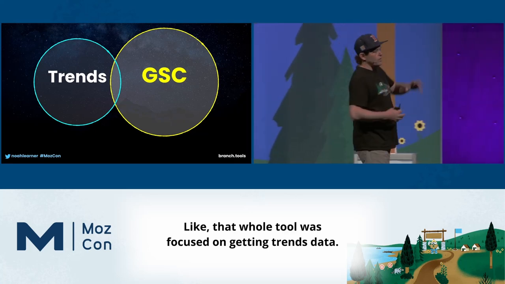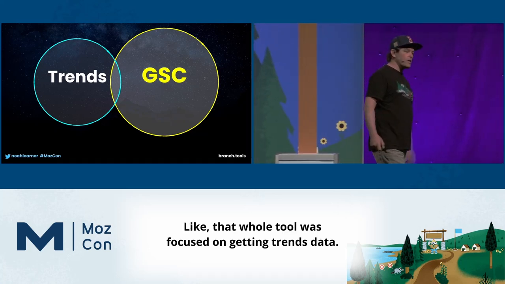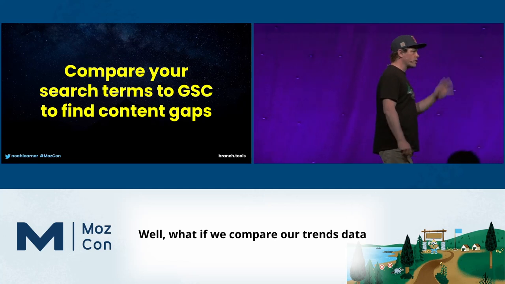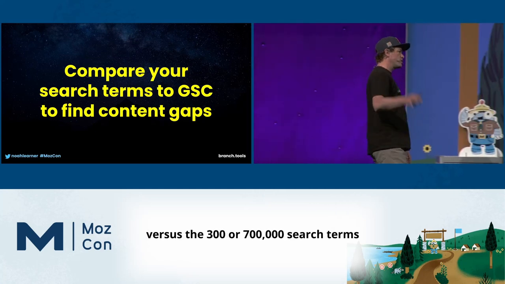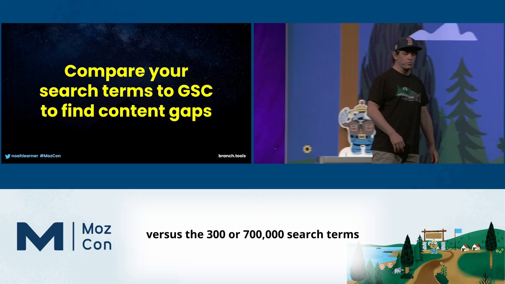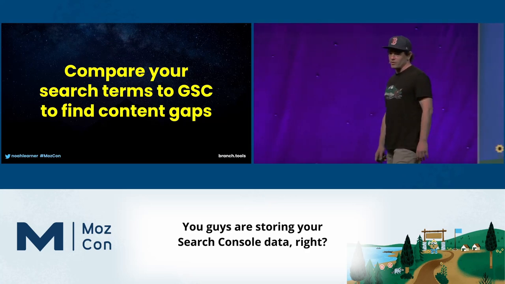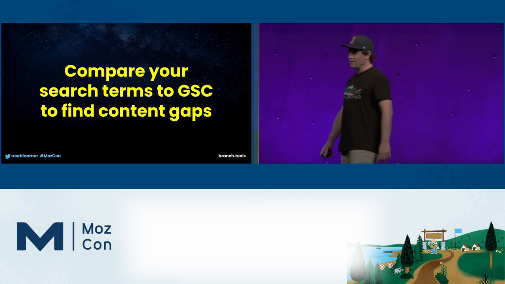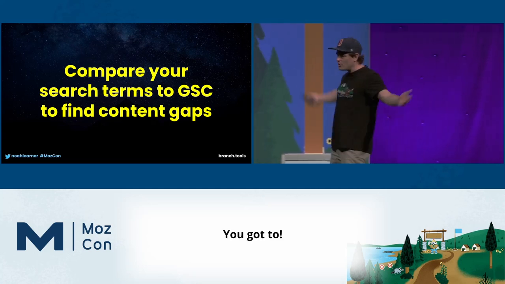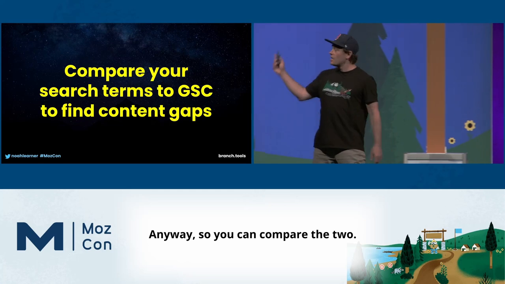Like that whole tool was focused on getting trends data. Well, what if we compare our trends data versus the 300 or 700,000 search terms that we're storing up in our data warehouse? You guys are storing your Search Console data, right? No? You got to. There's so much data there. Anyway, so you can compare the two.